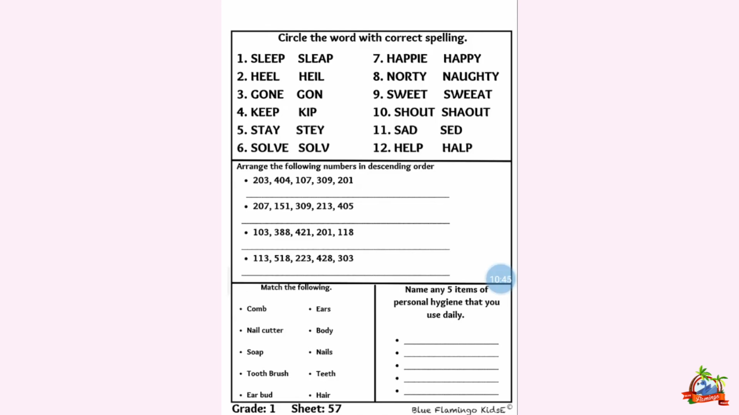I have given you a few things name, you can write some other things too, like your toothbrush, soap, nail cutter, comb, earbud. These are some of the things which you use for your personal hygiene. Hygiene means to keep yourself clean and safe is known as your hygiene.